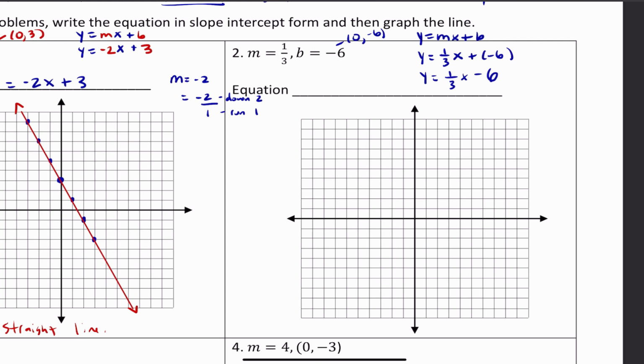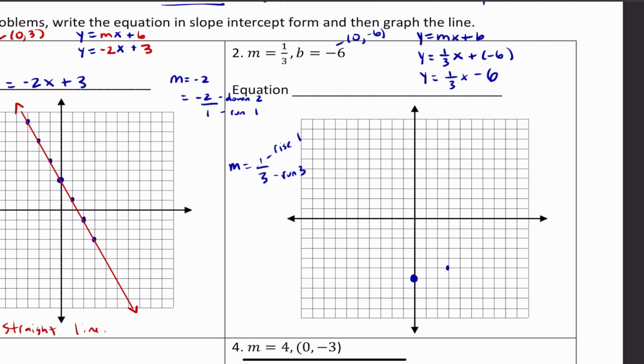So then what do I have to do? Well, I start with my y-intercept again, so there's 0, 1, 2, 3, 4, 5, 6. Plot the point there, and then look at your slope. So I have m equals 1/3. That means I'm going to rise 1, and then I'm going to run 3. Okay, so I go up 1, right 3. 1, 2, 3. That's where I put my point.